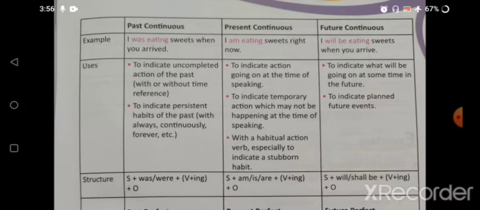And future continuous tense indicates that something will be happening in the future when you will be there. It indicates what will be going on at some time in the near future. So in this we use subject plus will or shall according to the subject, plus be, plus verb in its ing form, and object. So I will be eating sweets when you arrive. All right.